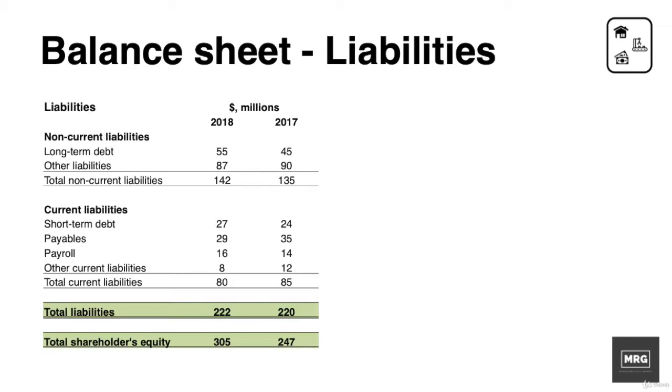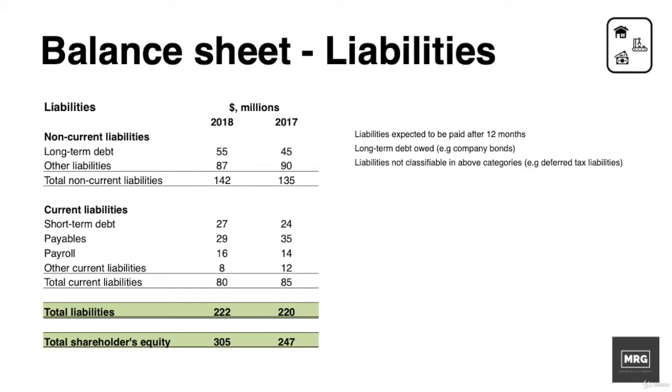On the other side of the balance sheet, we would have the balance sheet recording liabilities. So we start off with non-current liabilities. So liabilities that are expected to be paid after 12 months. So liabilities are debts, right? Or things that you owe people, for instance. So you have long-term debt owed. So for instance, like the company bonds. And you have other liabilities that are not classified or classifiable in the above categories.